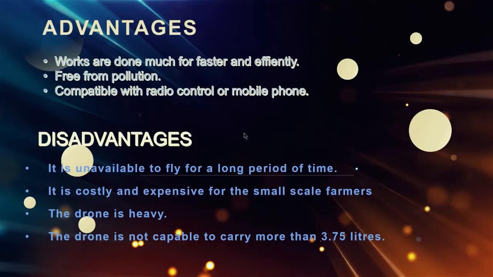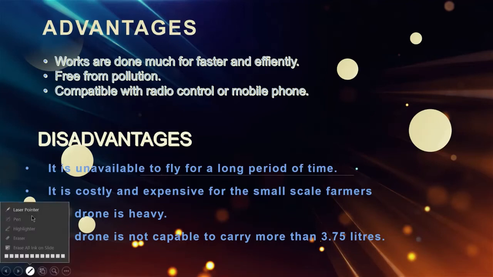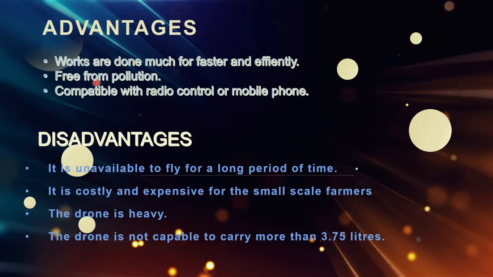Right now, I'm going to talk about the advantages, disadvantages, and suggestions for the future. First, I'm going to talk about the advantages. First, work is done much faster and more efficiently. It is because if we compare with the traditional way, we have to carry the compound and then spray. So we walk around the place, and that will take a long time, compared to flying the drone and then spraying the area.